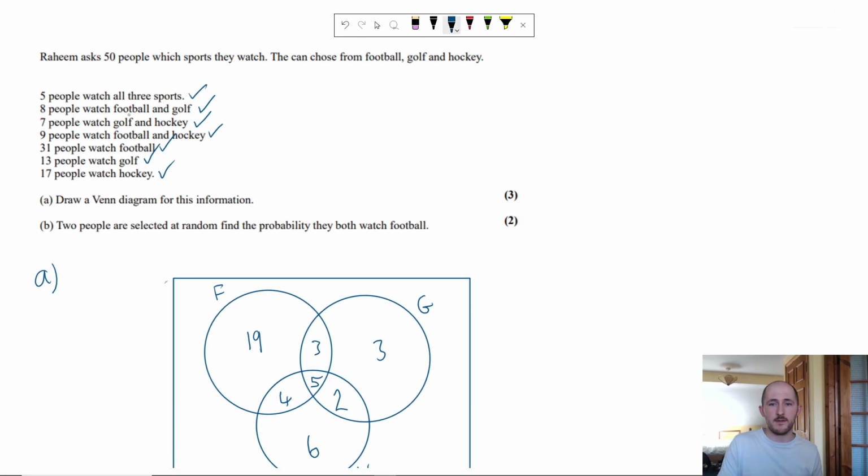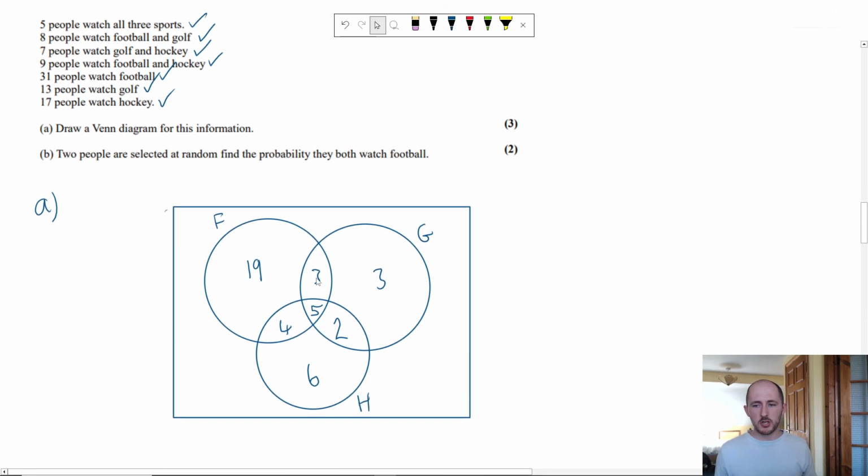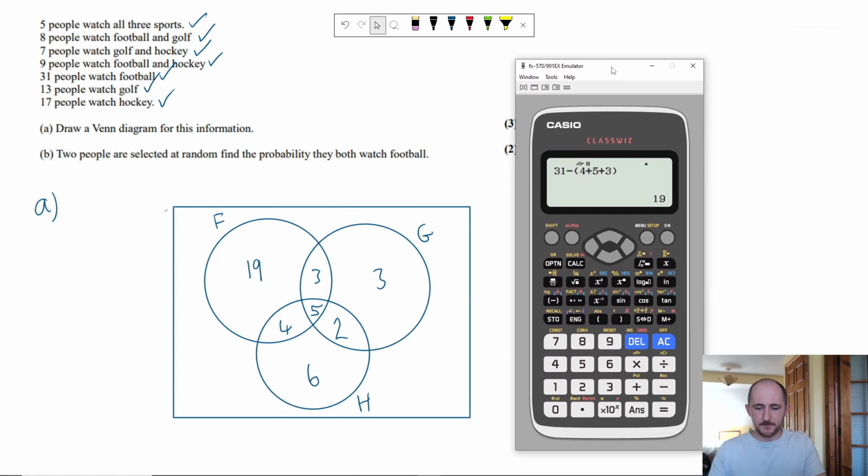But we have more information. We have that there are 50 people that were asked. That is information. So what we want to do is add up all these numbers in the Venn diagram and see what we get. If we get 50, we'll put a 0 here. If we get 49, we'll put a 1 out here. Because those are people that don't watch football, golf, or hockey. So let's add all these numbers up and see what we get.